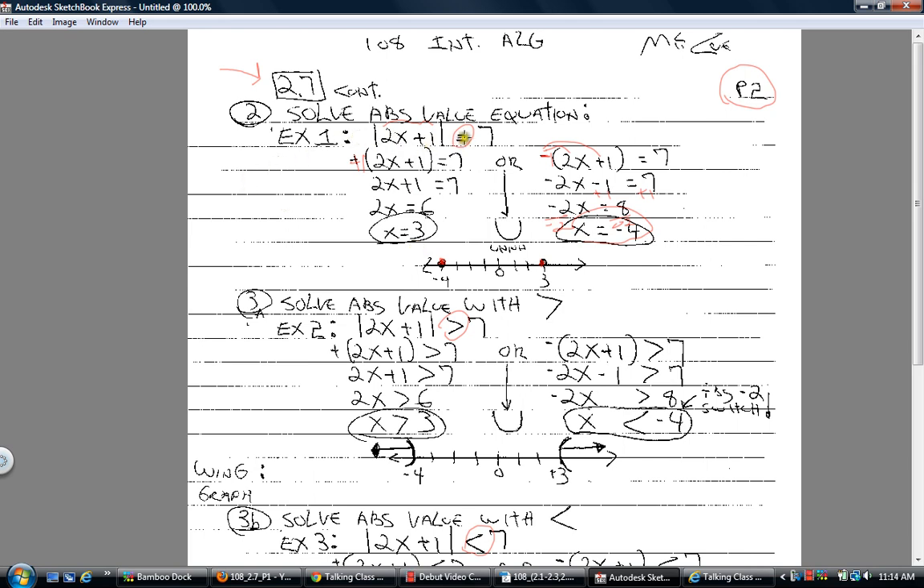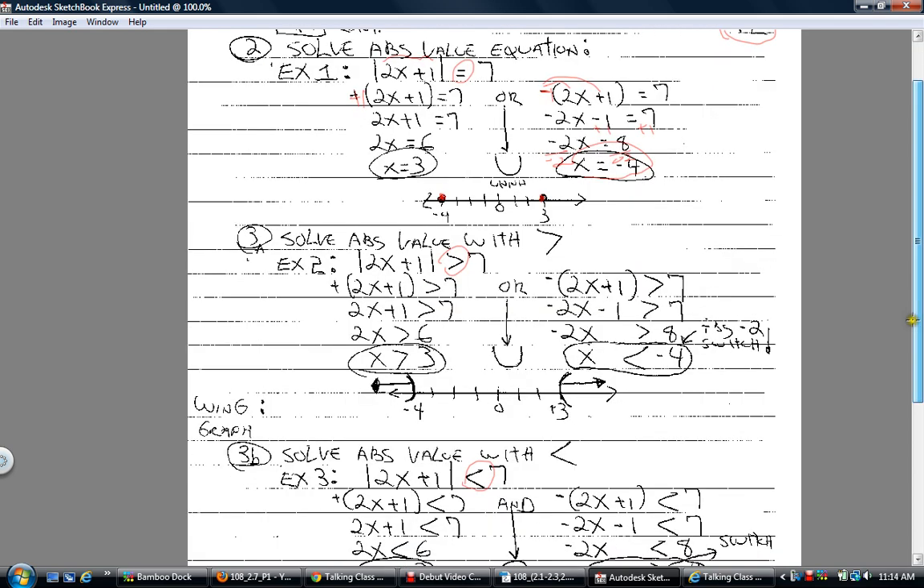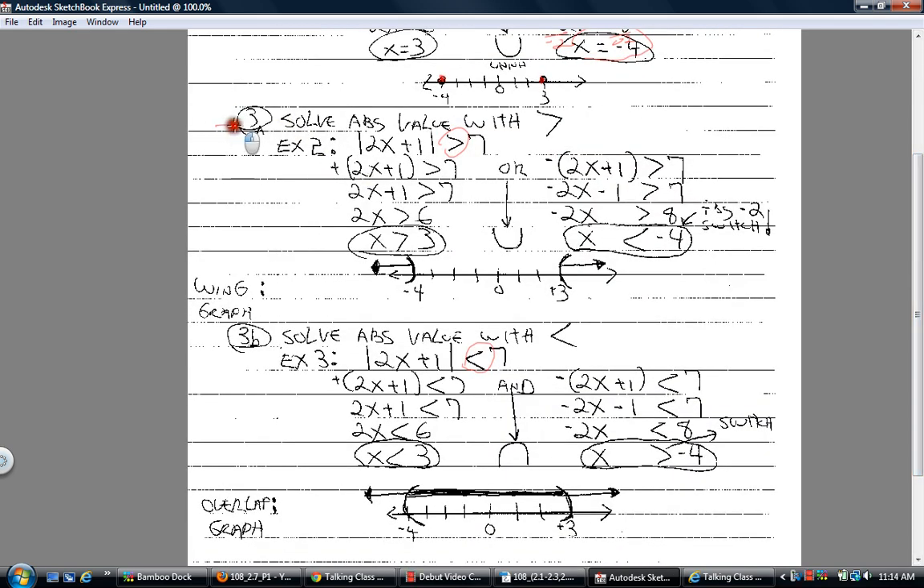We're not going to do too many of these with equals. The inequalities are the focus of this section. So let's go ahead and look at objective 3 here. Now let's take the same problem, and this time it's the greater than. Remember, you've got absolute value, so you've got to think of two cases. The first case is the positive expression inside the parentheses. The second case, you've got a negative 1 in front of it, and you're going to use the distributive property.